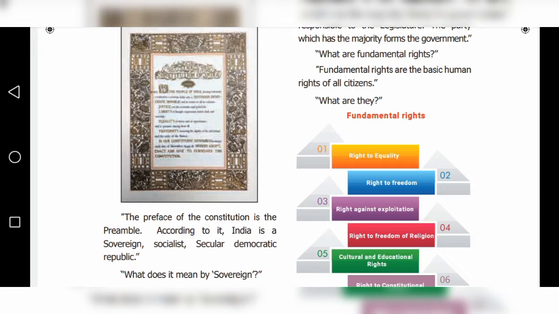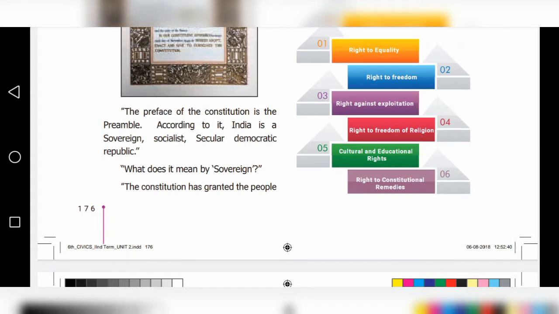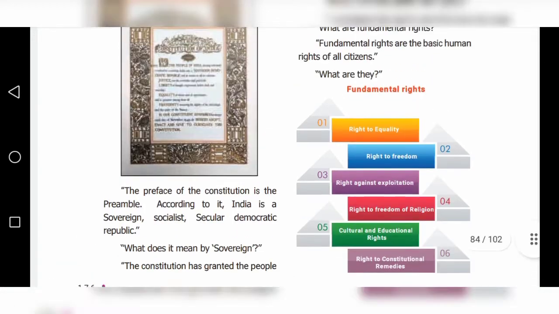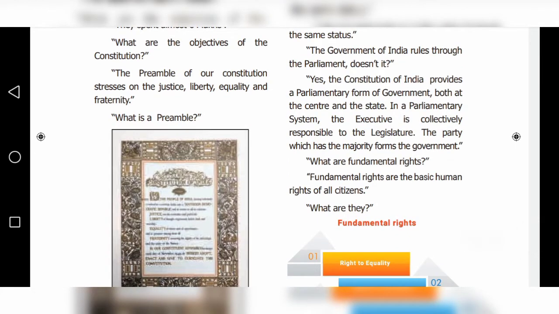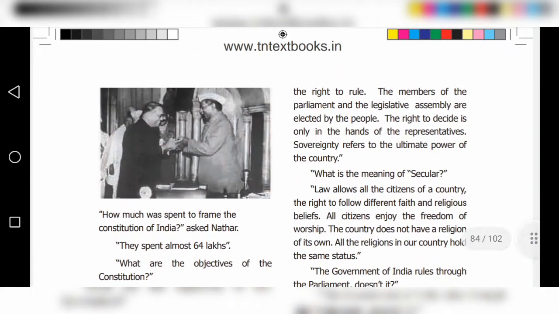According to the preamble, India is a sovereign, socialist, secular, democratic republic. So let's know the meaning of sovereign. Sovereign means the Constitution has granted the people the right to rule the country.